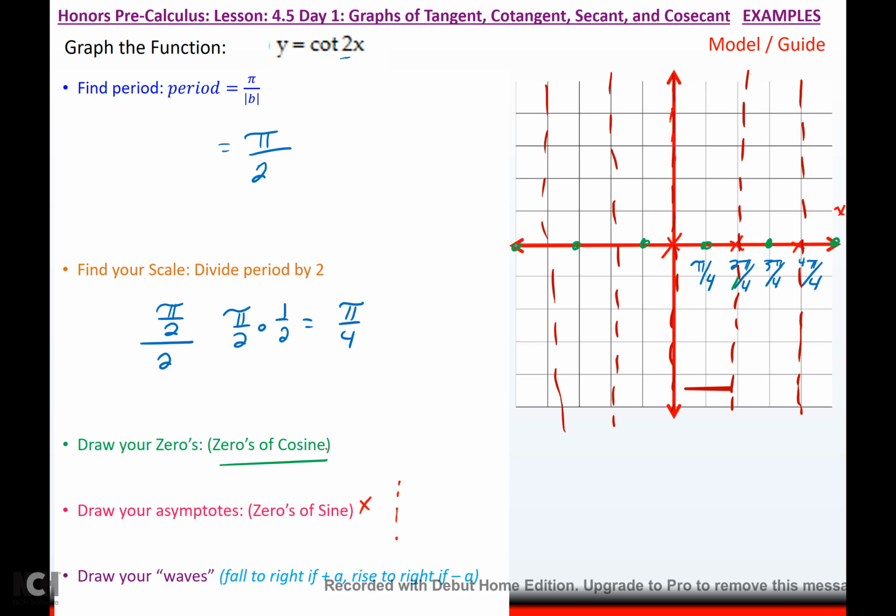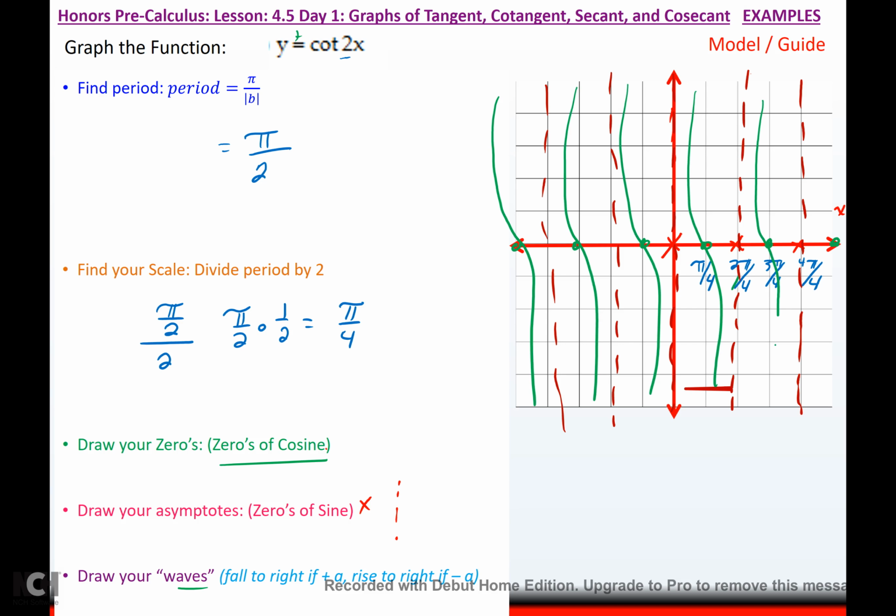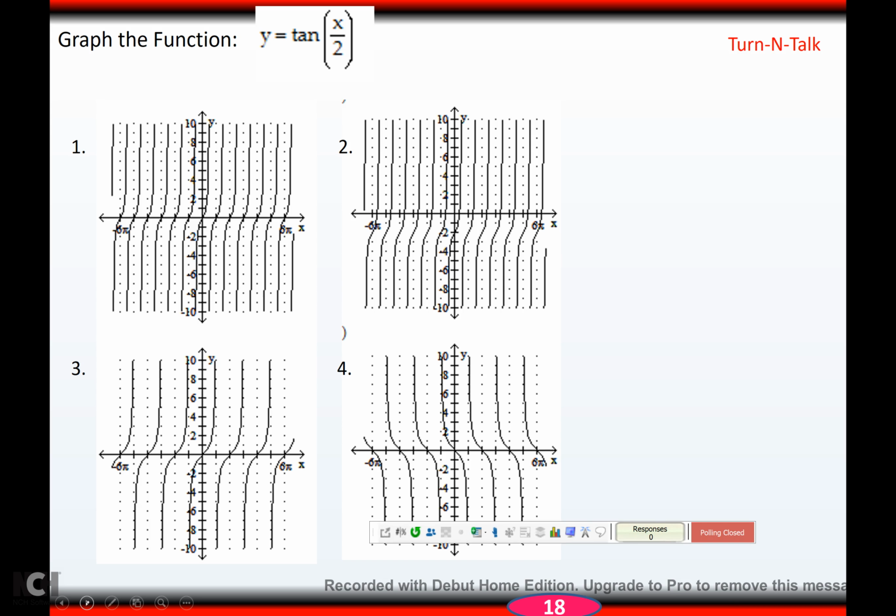And now all you have to do is draw your waves. We're positive, so we're going to fall to the right, like a cotangent normally does. And there you go. Okay? Alright, so hit pause, pick the right graph, come back when you're ready, and hopefully you got 3.